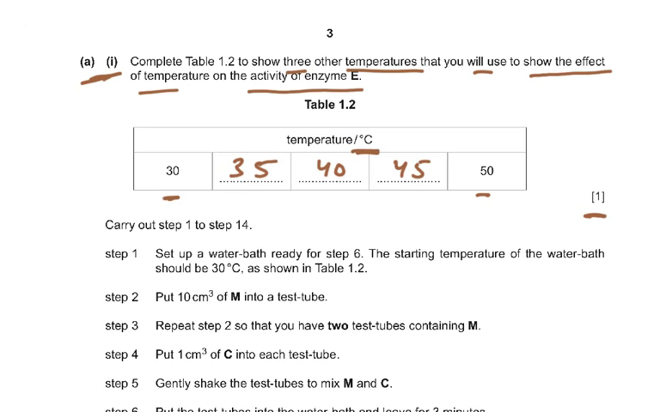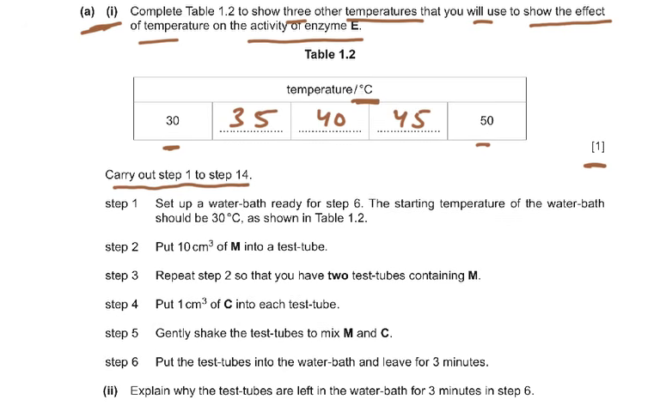You can't say 37 and 42 and then 48 or something like that. So they must be evenly spaced, and that's how you do it always. That's a rule that we follow. Now we read the rest of the paper, and it says carry out step 1 to step 14. Now let's start doing it.